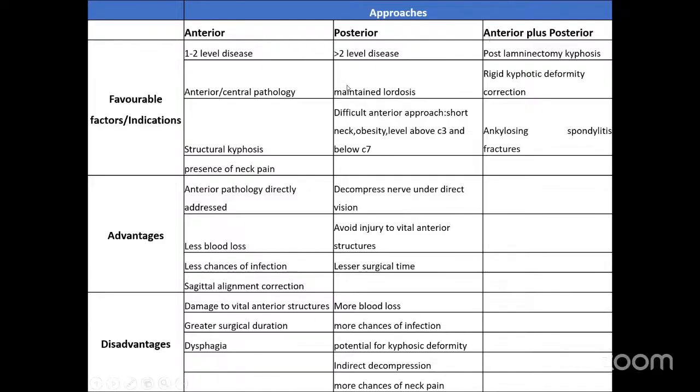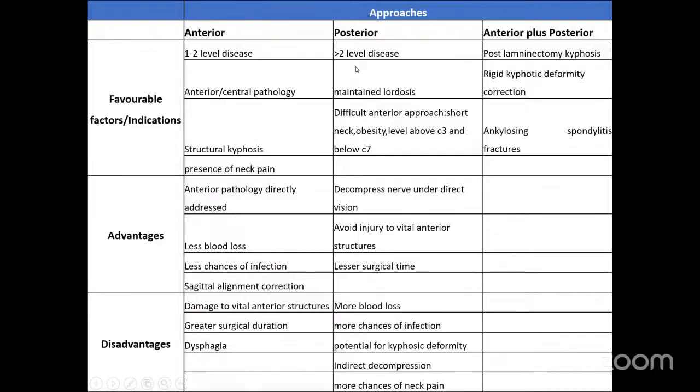When will you go anterior and do anterior surgery through cervical discectomy and fusion? Common points for anterior surgery: 1 or 2 level disease, maybe 3 level. When the disease is anterior, that is the disc bulge. When kyphosis is present, you will always try to go anteriorly so that you can get proper lordosis, normal lordotic alignment in the spine. Presence of neck pain should be considered while doing anterior surgery, right?